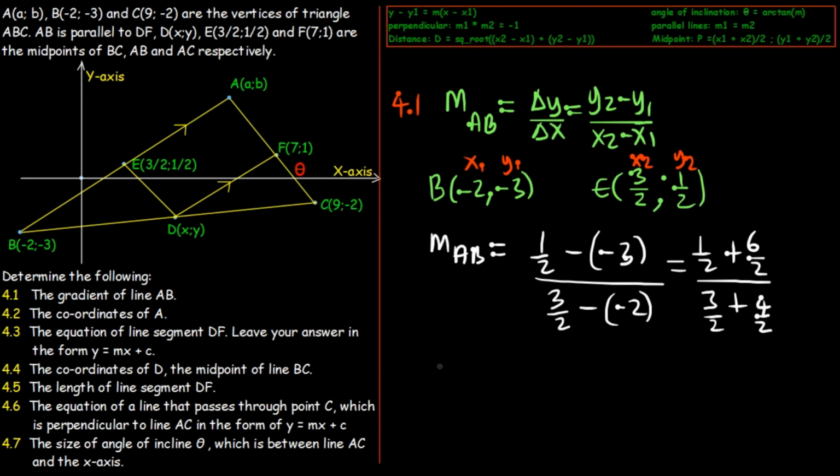Then our gradient AB, if we simplify, we get 7 over 2 all over 7 over 2 as well. So this will just give us a 1. So our gradient is just equal to 1.